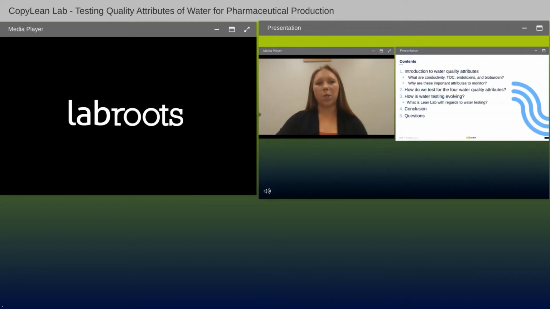During this presentation, we'll cover content around quality attributes. We'll first provide an overview of what quality attributes exist, including conductivity, total organic carbon, endotoxin, and bioburden. We'll then talk about why and how we test for those attributes, eventually getting into how the testing of those attributes have evolved to optimize efficiencies. We'll then wrap up with a conclusion and leave time at the end for any questions.